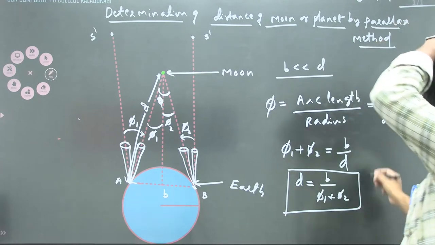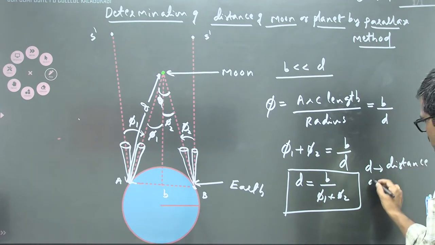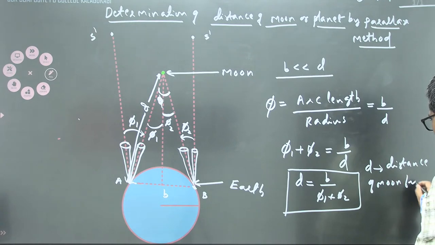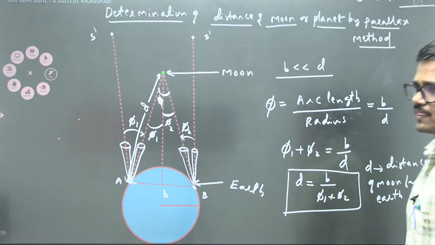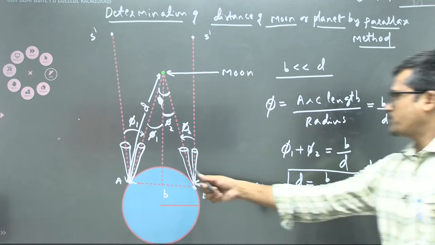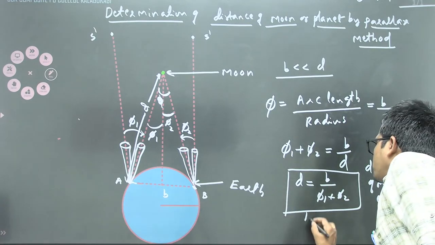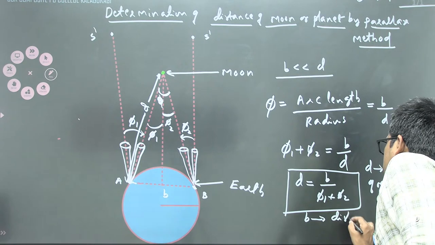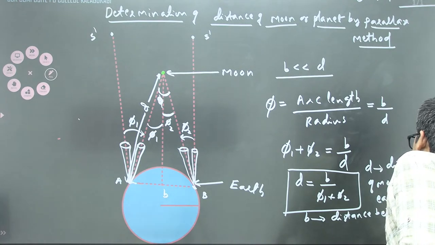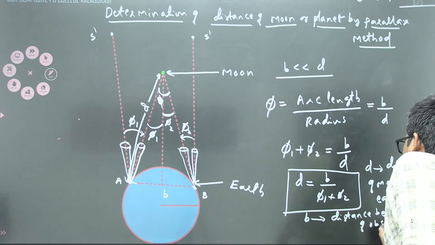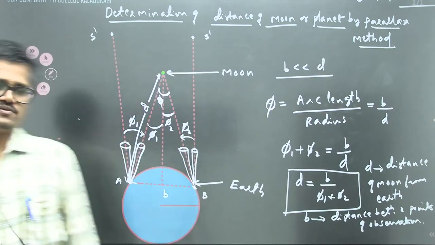Where d here is the distance of the moon from the earth. Right or not? What is b here? That you can measure, the distance between the two points that you are observing. Where b is the distance between two points of observation. Getting my point? Distance between two points of observation.